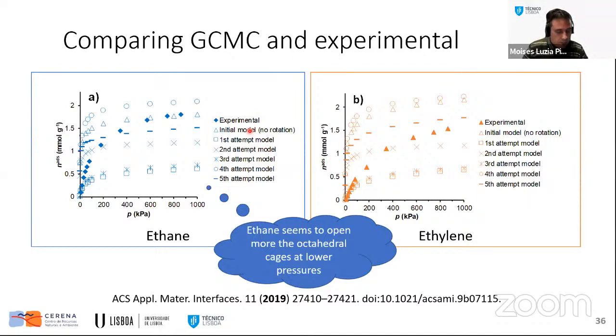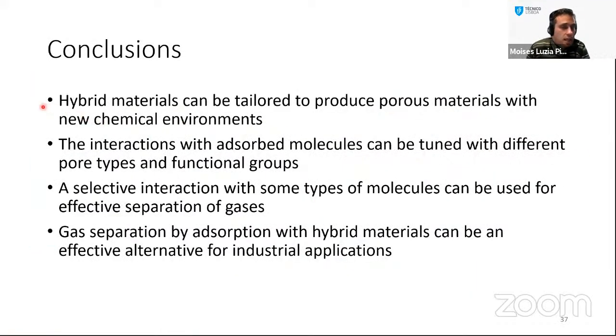So just to wrap up my talk and the main messages to keep. I think I've shown here some examples that hybrid materials can be tailored to produce porous materials with new chemical environments, and we can use these chemical environments to play with the interactions with adsorbed molecules, and we can tune these structures with different types of pores. So the pore geometry also plays a role, as we have seen, but also we can use functional groups to have preferential interaction with just one type of molecule, and this selective interaction can be used to have effective separation of gases. In fact, gas separation by adsorption with hybrid materials can be an effective alternative for industrial applications for these challenging separations, especially the ones that are not easily addressed by classical adsorbents.